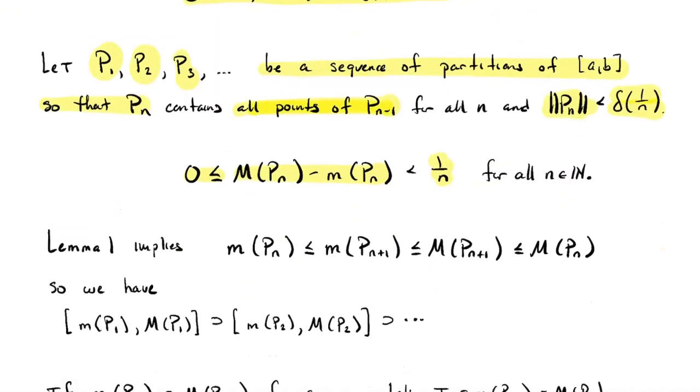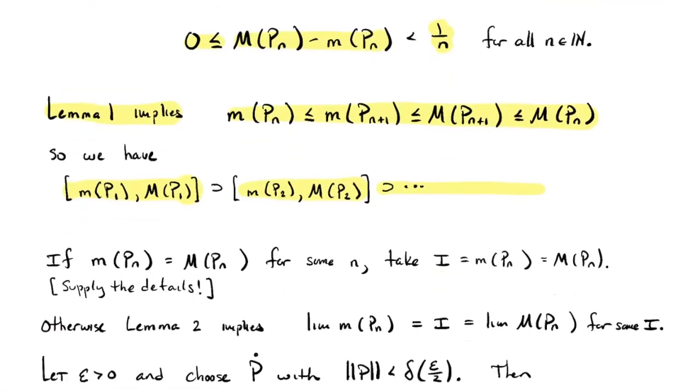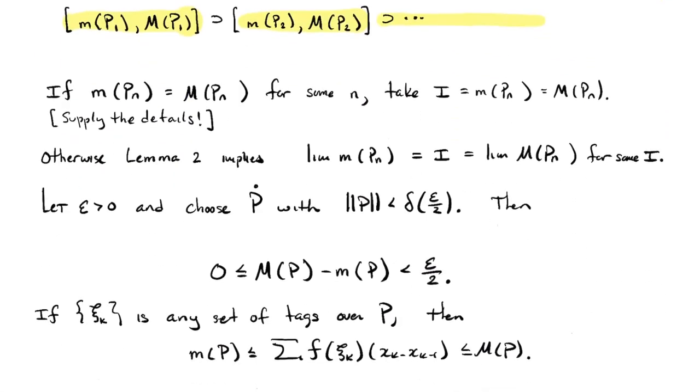Okay. So our first lemma says that when you refine partitions, lower sums can only get bigger and upper sums can only get smaller. So for every n, we have this sequence of inequalities. That's from lemma 1. Okay, so that means that the intervals between these upper and lower sums for this sequence of partitions are nested. The first one contains the second one, which contains the third one, and so on.